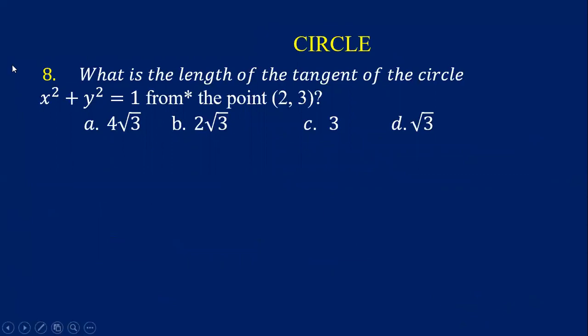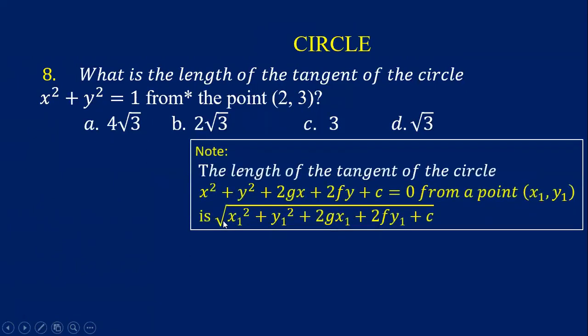Question number 8. What is the length of the tangent of the circle from the point (2, 3)? That is, this point (2, 3) is outside the circle. Now we have to find the length of the tangent on this circle from the point (2, 3). For this we have a formula: root over x1 square plus y1 square plus 2g x1 plus 2f y1 plus c. So this is the length, this is not an equation.